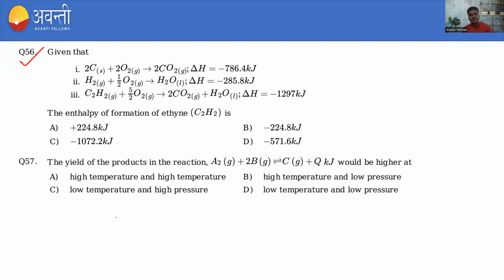So enthalpy of formation of C2H2. What is the aim here? Can anyone tell me what the aim is? Here the aim is nothing but 2C plus H2, which will give us C2H2. From these two equations, how will you observe this? 2C we have this side, H2 we have this side, and C2H2 we have this side. But we want it on the right hand side. So just add the equations.